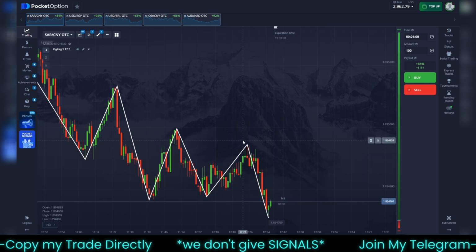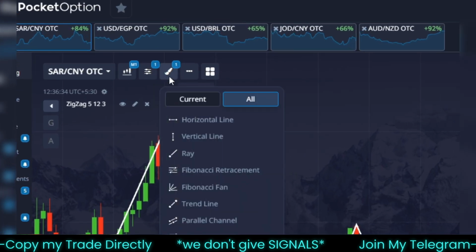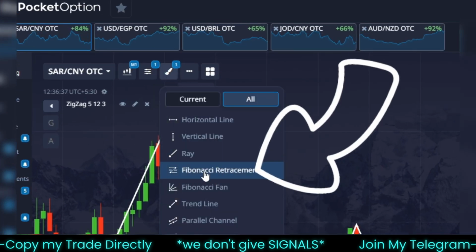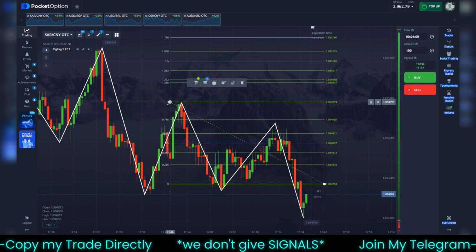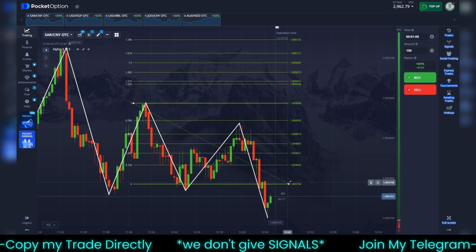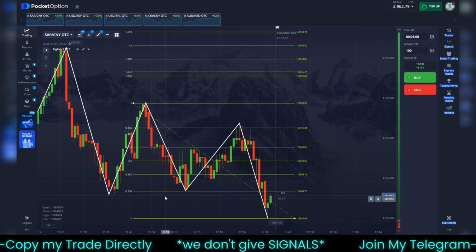Now another thing which we are going to use is, come to the drawing section and select your Fibonacci retracement tool. So this is the other tool which we are going to use. Now there are only 3 levels which we have to check in this tool. This must be looking a bit confusing, but let me clear this out.